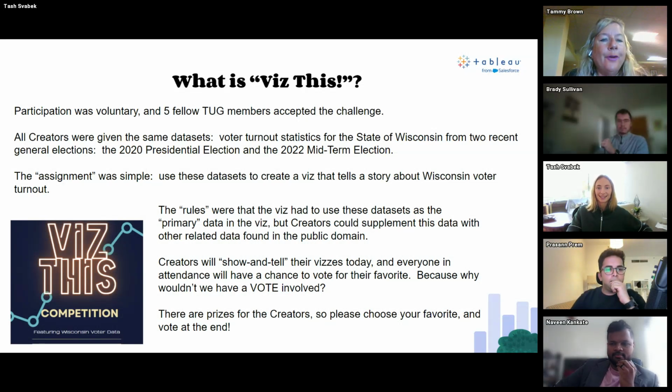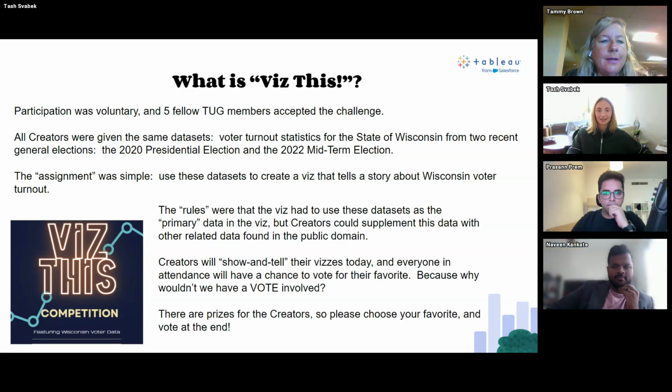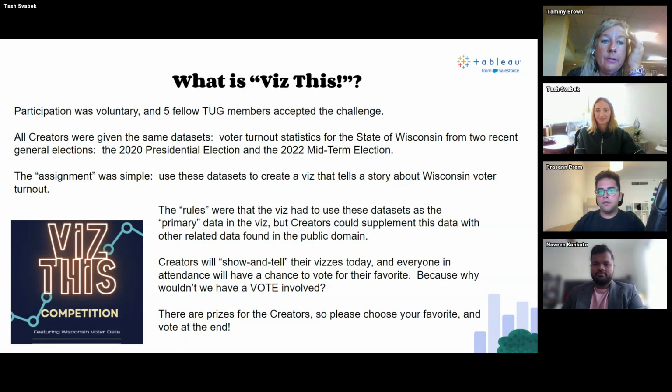So I had an idea for this Viz This segment in the interest of this being an election year. So to have a little competition. Participation was voluntary and 5 TUG members accepted the challenge. All of the creators were given the same data sets: voter turnout statistics for the state of Wisconsin from 2 recent general elections, the last presidential election in 2020 and then the 2022 midterms.